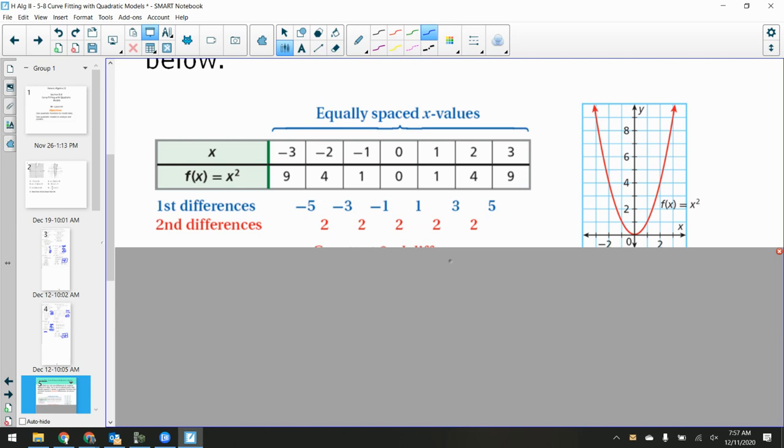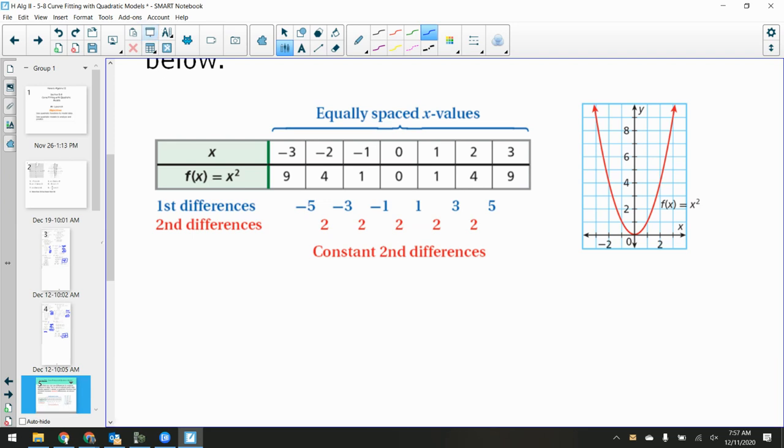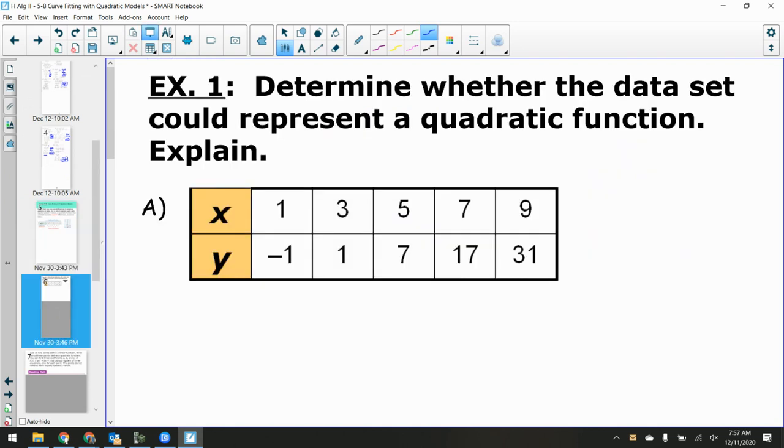Is it quadratic? Is it not quadratic? Are these the same? Are these not the same? Okay, so these are what we call constant second differences. So let's take a look here. Determine whether the data set could represent a quadratic.